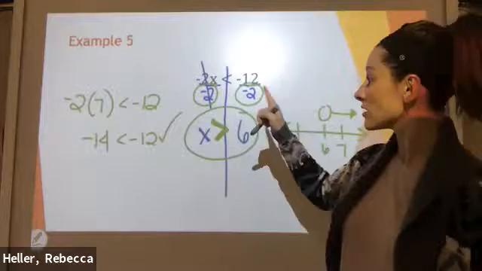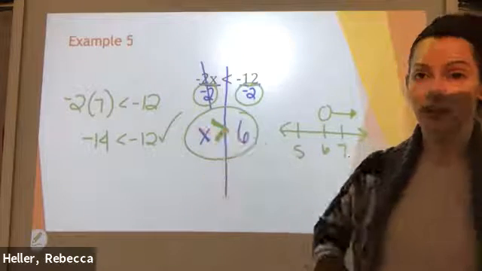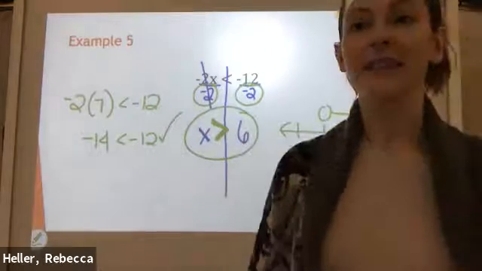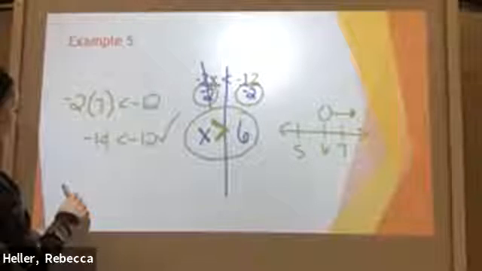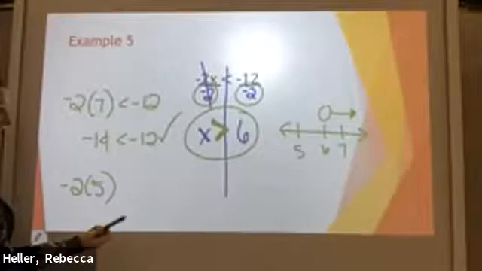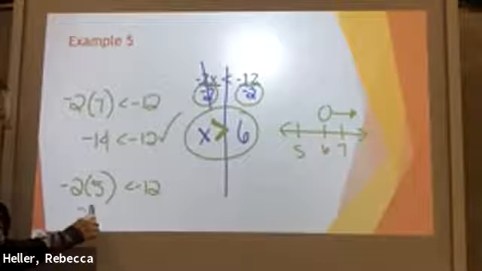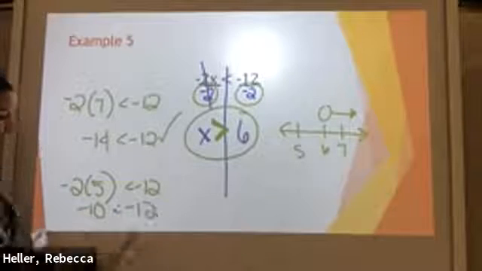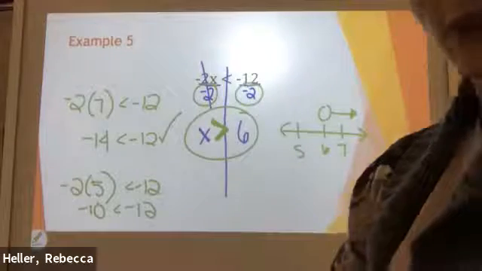What if I did not switch this to a greater than and I left it as a less than? Someone give me a number that's less than 6. 5. Good job. If I plug a 5 in instead, because it's less than 6, negative 2 times 5 gives you negative 10. And look what happens. It says negative 10 is less than negative 12. Is negative 10 degrees colder than negative 12 degrees?